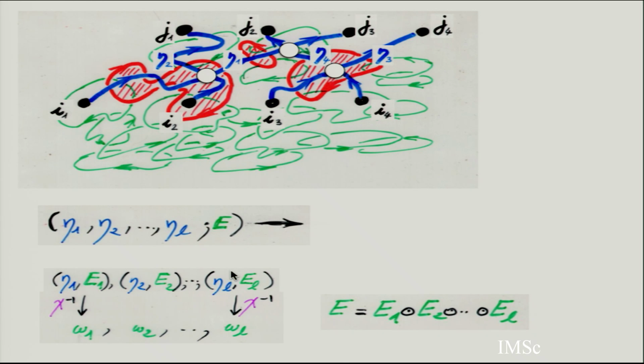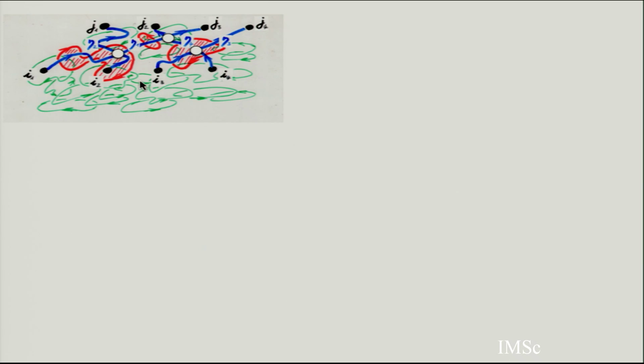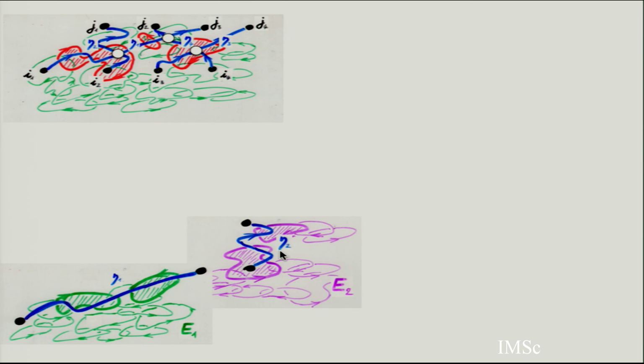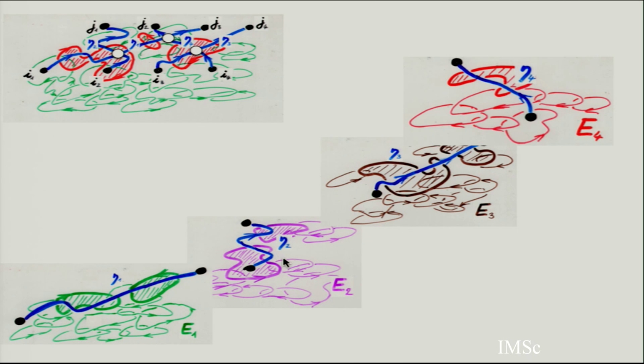Now for each of these sequences, I have some paths by the reverse bijection. So what is the picture? First, I push the first blue path. A certain heap of cycles is going to be embarked in this pushing. Then I push the second. Then I push the third. I push the fourth. So you have a sequence of pairs of blue path and heap of cycles.